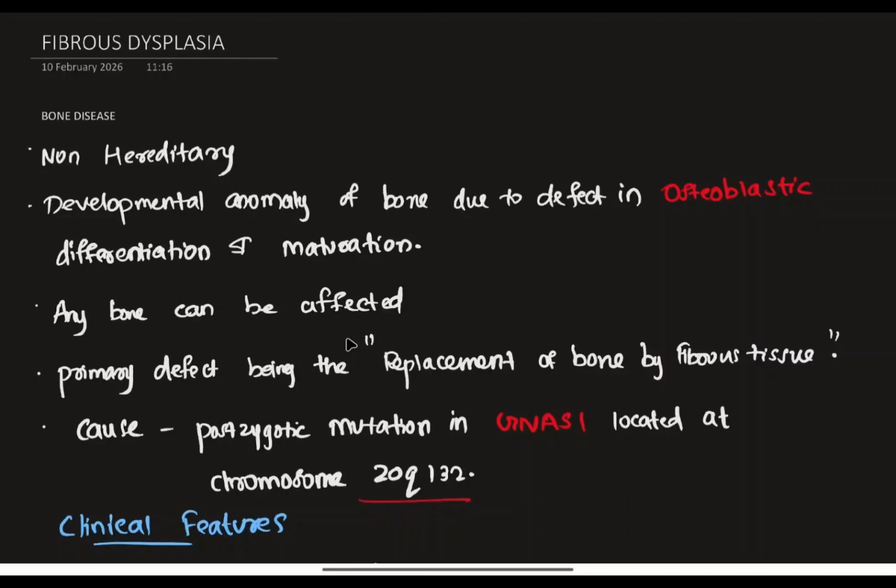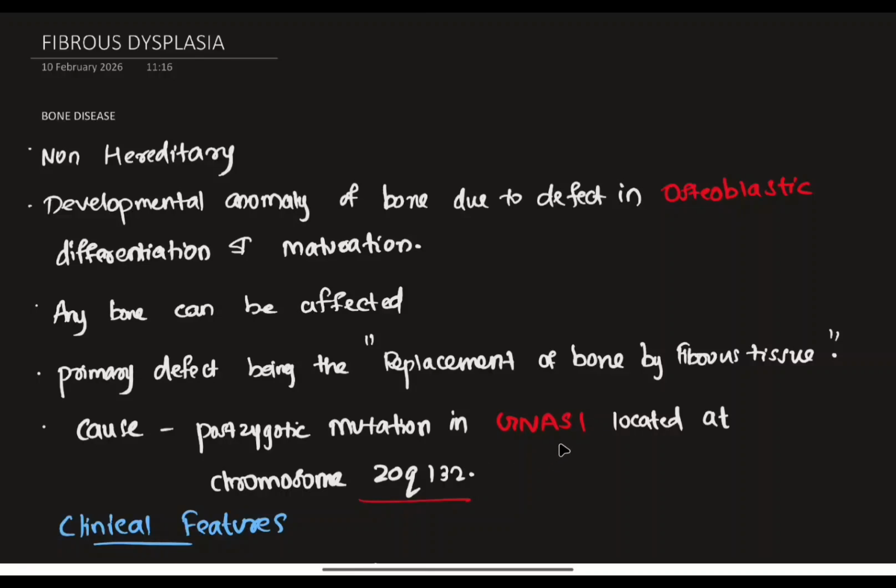Any bone can be affected. So again, it's very important. It is the defect in osteoblastic differentiation and maturation. So the primary defect being the replacement of bone by fibrous tissue. The cause of fibrous dysplasia, another important point, post-zygotic mutation in GNAS1, located at chromosome 20q13.2.